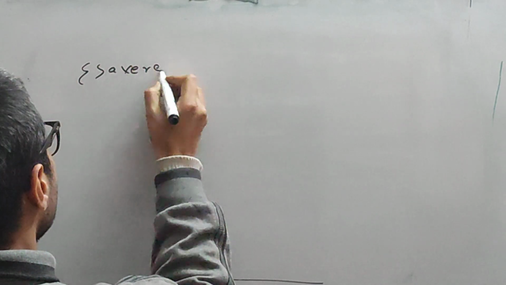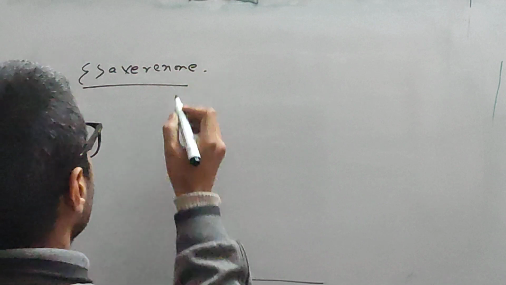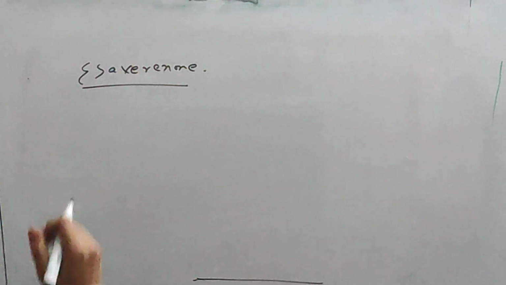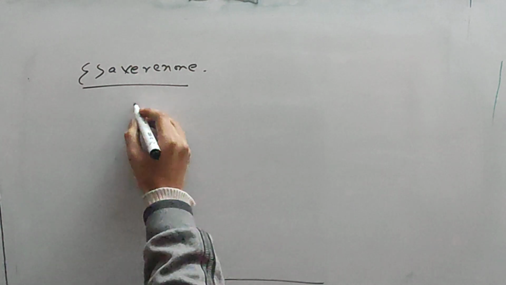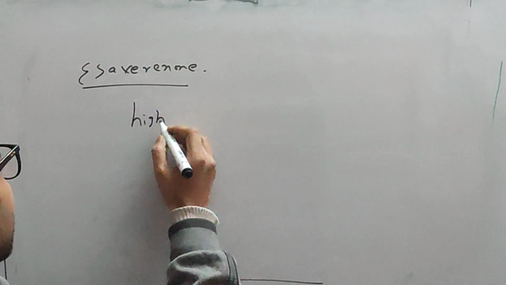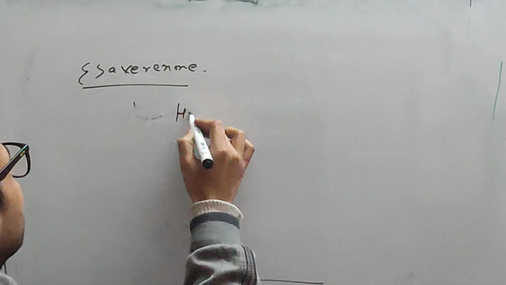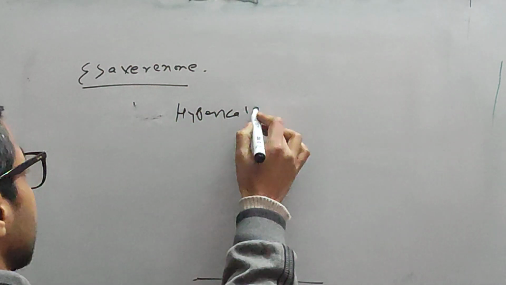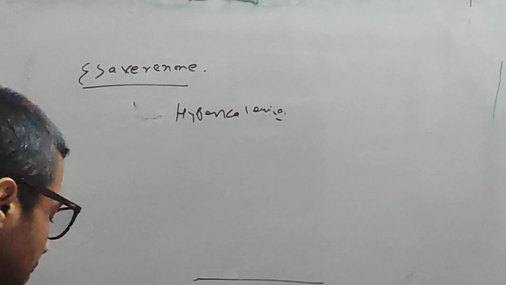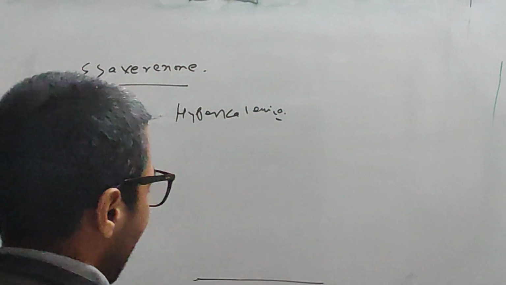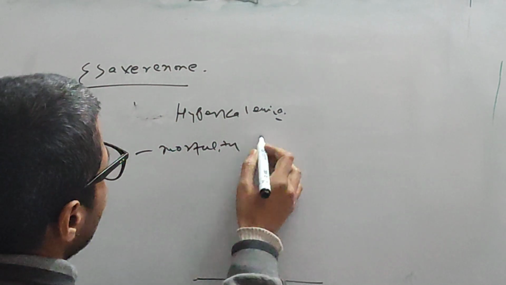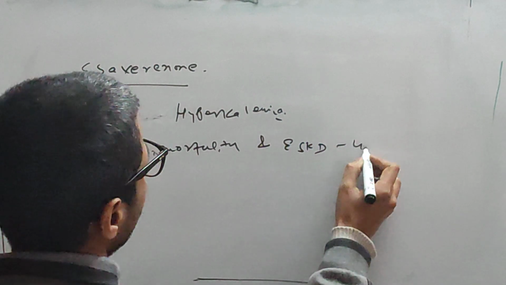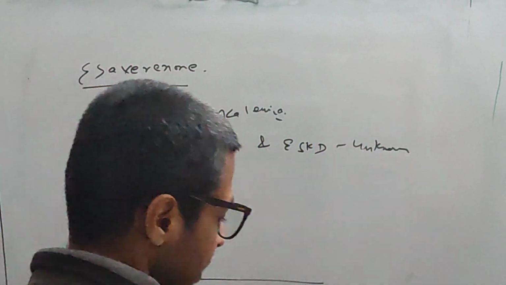Now let's talk about esaxerenone. This is also a non-steroidal mineralocorticoid antagonist. Regarding this, in the randomized controlled trial, what they found was that it has a significantly increased risk of hyperkalemia. And the effect on mortality and end-stage kidney disease is unknown.